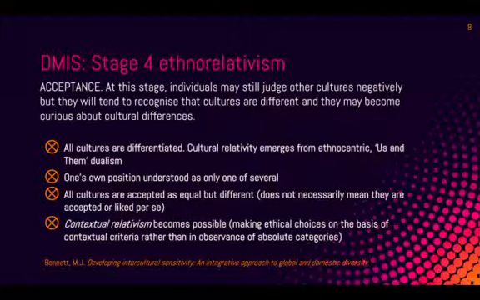Because we are into an ethno-relative stage now, it becomes possible to differentiate cultures, and not just "Australian" in inverted commas meaning white Anglo with a subtext. Australian can be understood to mean Asian Australian, Lebanese Australian, Arab Australian, Greek Australian, Italian Australian, you name it. Cultural relativity emerges from ethnocentric us and them dualism.